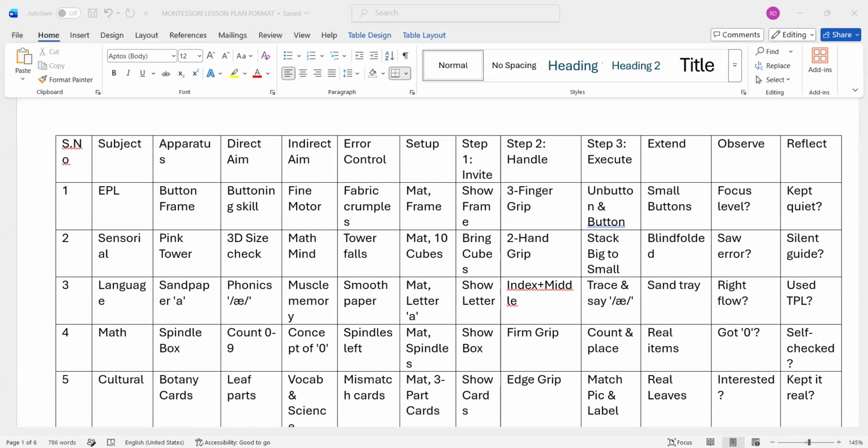These three columns are very, very important. Direct aim means what is the aim behind using that material. Indirect aim is what skill the child is going to develop.